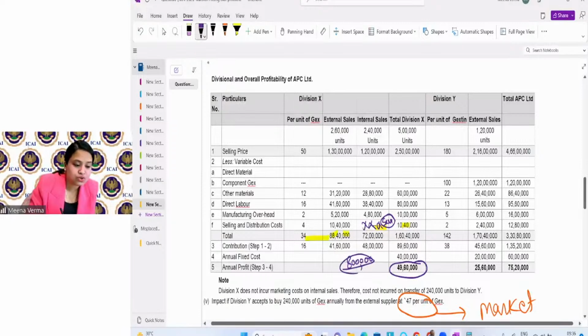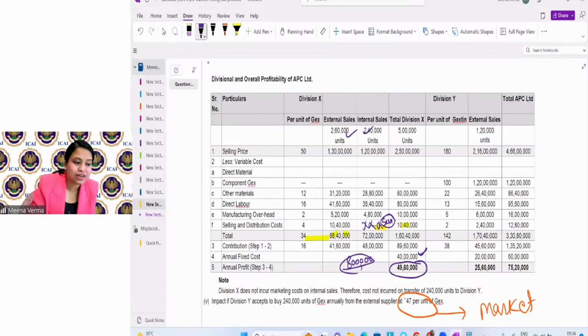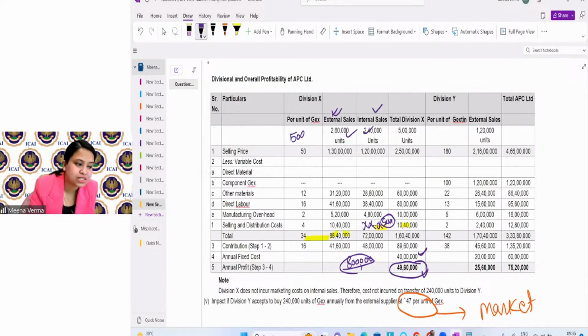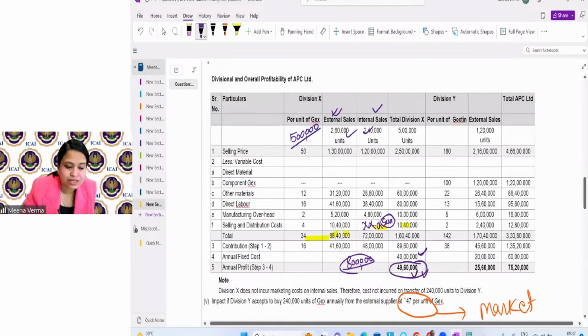Also, the fixed cost was recovered from all the 5 lakh units. They are using the fixed cost in the best possible way, right? You can see what is happening when they are producing goods for both inside and outside, using their maximum capacity of 5 lakh units. So the profit was maximum here.